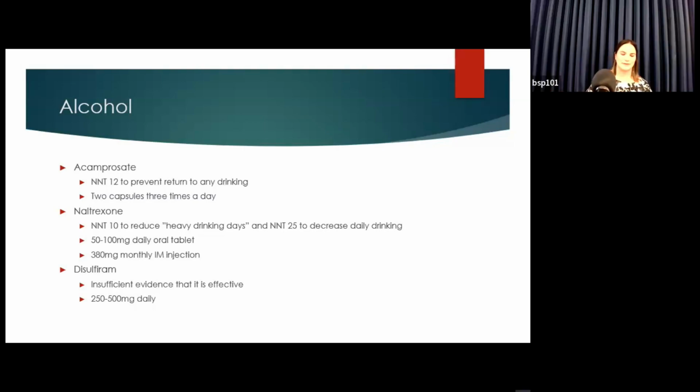Naltrexone is easy to comply with and has relatively good data, not quite as good as acamprosate, but good enough that I think it's worth using, and it's the medicine I sort of gravitate to. Naltrexone comes as a pill and as a once monthly injection, and it has a number needed to treat of 10 to reduce heavy drinking days and 25 to decrease daily drinking. It does not have statistically significant evidence for complete alcohol cessation. That being said, it definitely helps block cravings for people. For the motivated patient, it's a great helper.